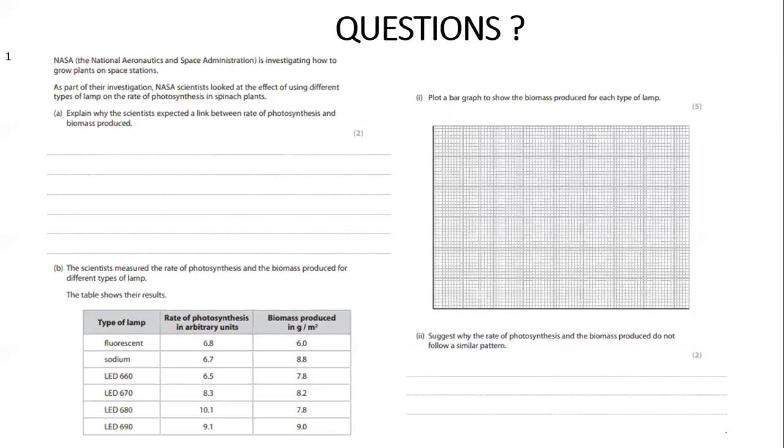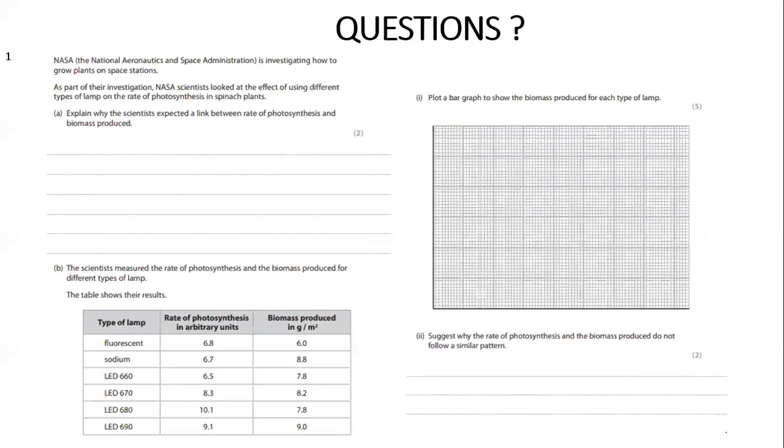Let's read the question. NASA is investigating how to grow plants on space stations. As part of their investigation, NASA scientists looked at the effects of using different types of lamps on the rate of photosynthesis in spinach plants. First of all, please tell me whether you know what photosynthesis is. Photosynthesis is the process of producing carbohydrates within plants and even algae, by utilizing sunlight. This happens within the chloroplast.